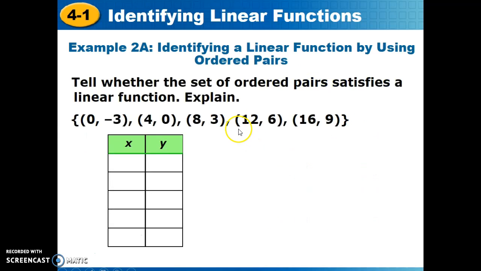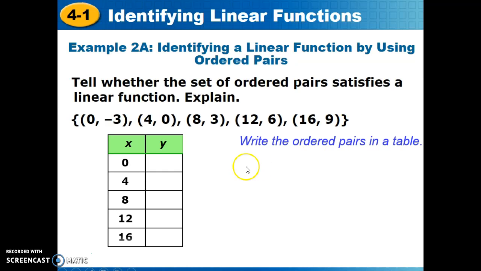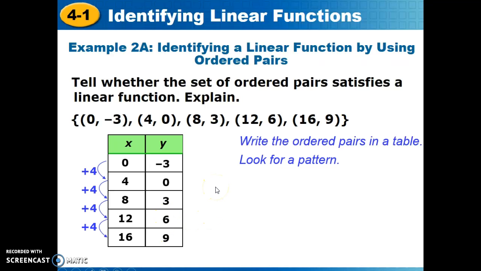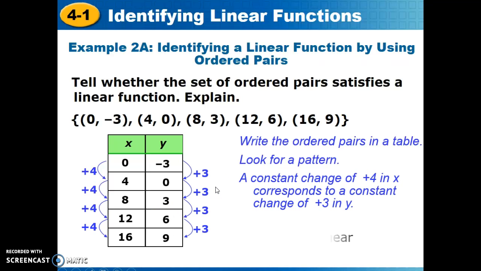Y equals x squared. Tell whether the set of ordered pairs satisfies a linear function. Well, if we plug them into the table, we can see a constant change in x going up by 4 each time. Do we see a constant change in y? We went up 3, 3, 3. We do. We see a constant change in x and y. Therefore, we know we have a linear function.